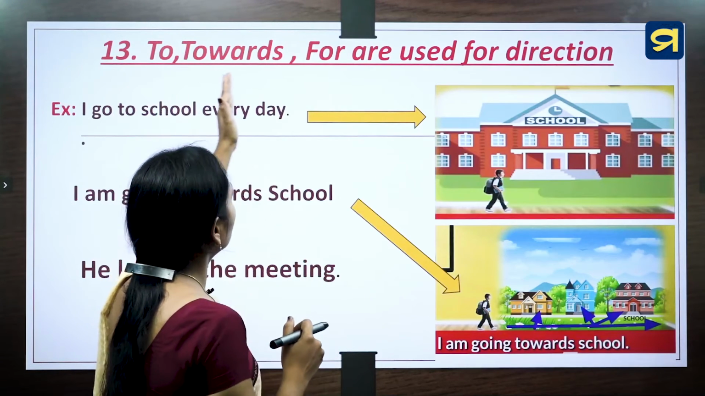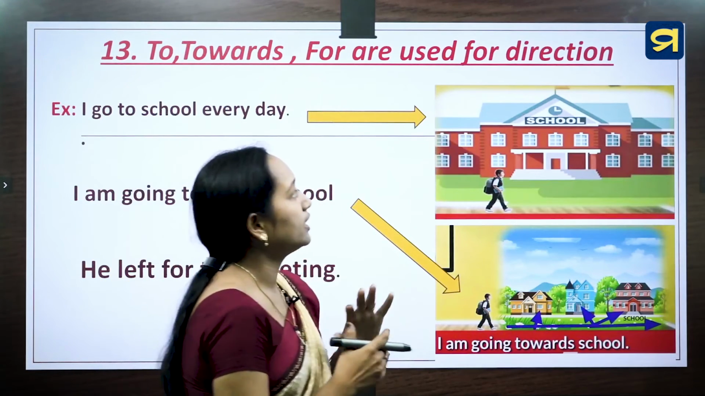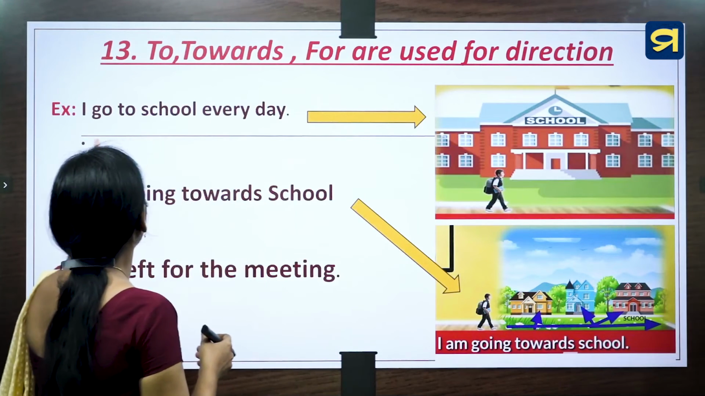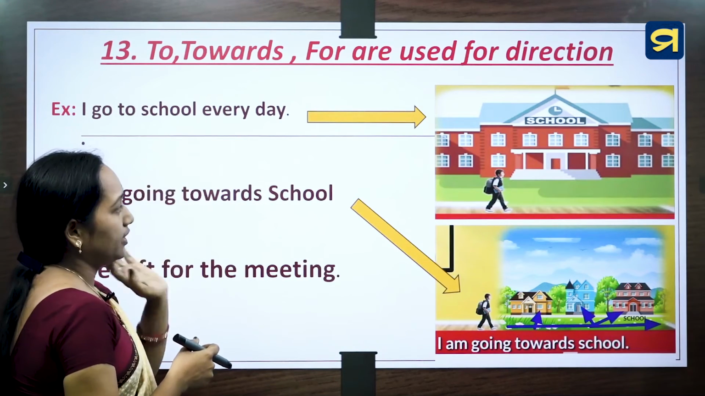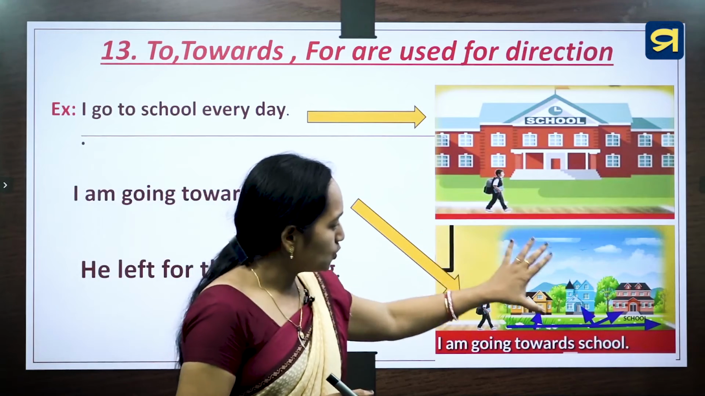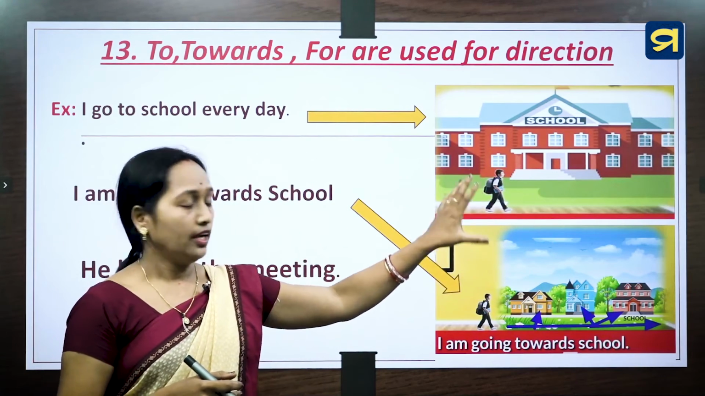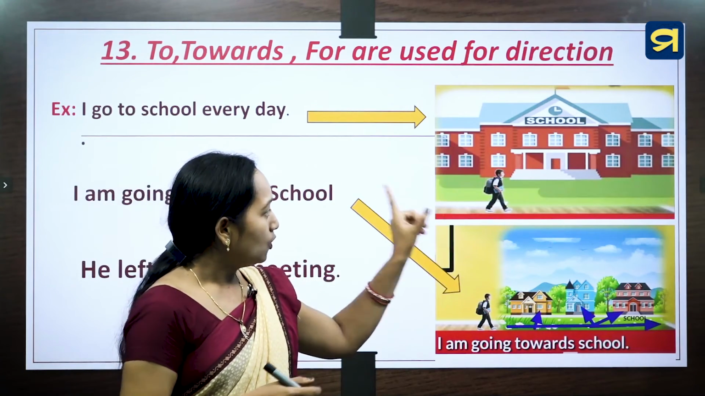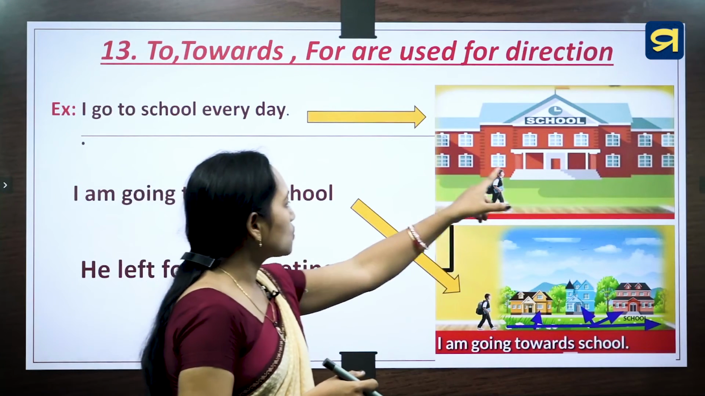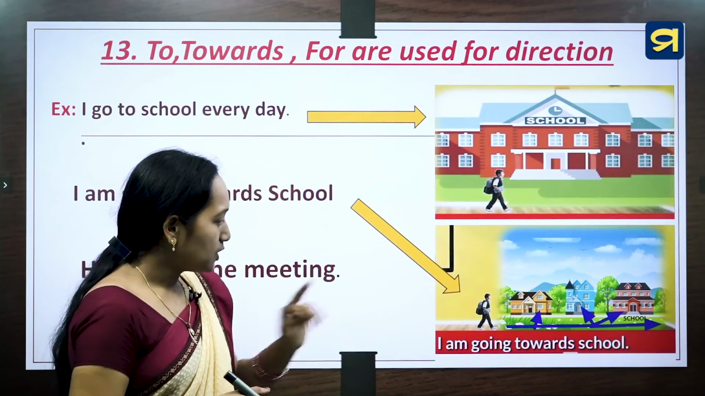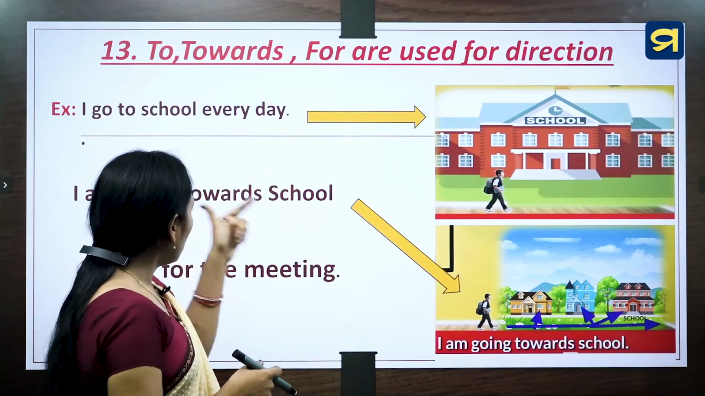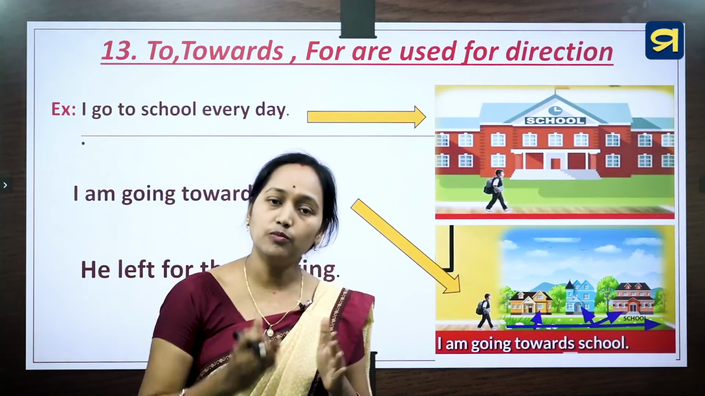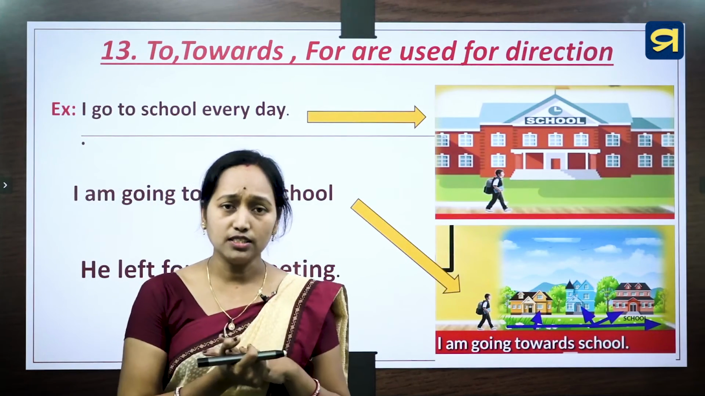Next, to, towards, for are used for direction. Example, I go to school every day. Students, look at these two pictures. There are two images. In the first picture, we can say I go to school every day, and in this picture I am going towards school. So what is the difference?